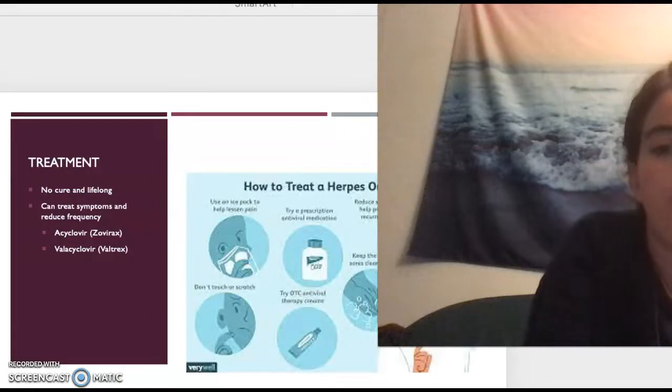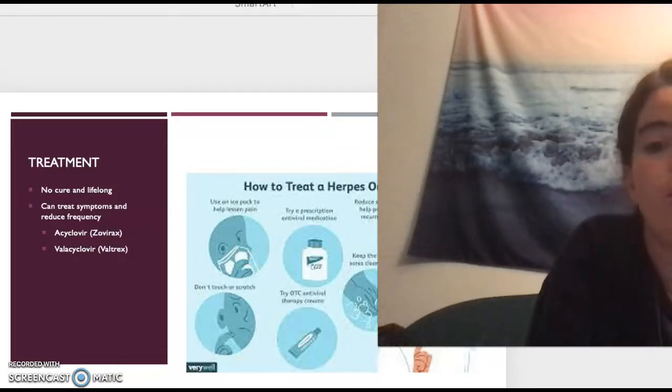So there's no cure for genital or oral herpes. However, there are various types of treatments, especially prescription antiviral medications. These antiviral medications may help sores heal faster during that initial outbreak, lessen the severity and duration of symptoms in recurrent outbreaks, and reduce the frequency of recurrence, so you just have it happen less and less.